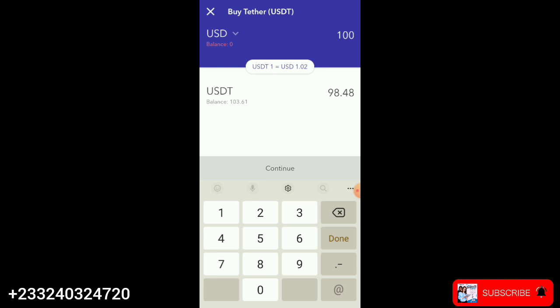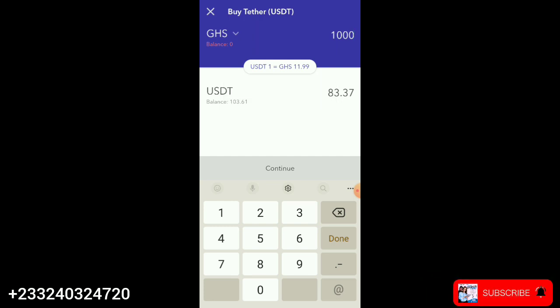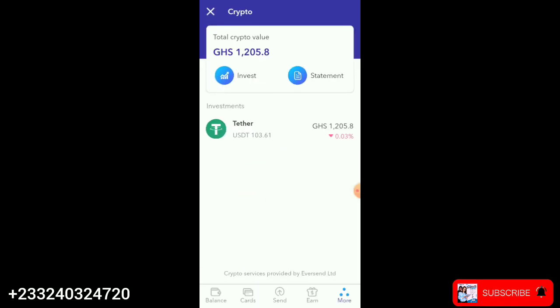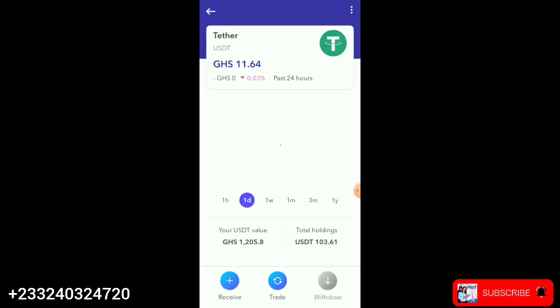After buying it, since we are in Ghana, I deposit through Ghana cedis. Let's see, if I'm buying 1,000 Ghana cedis, I'll be getting 83.37. And I bought it at the rate of 11.99. So you have to remember that if you are selling it, you have to sell it at more than 11.99.